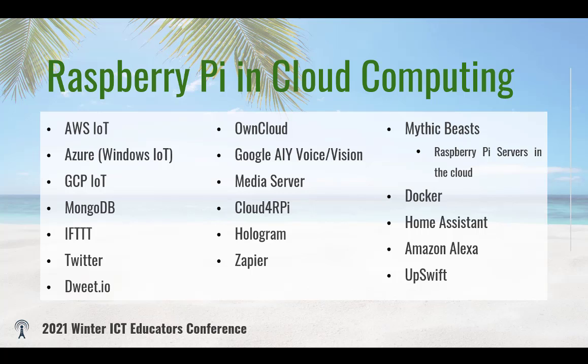When it comes to cloud computing, right, you've got the big three there in the top left corner: AWS, Azure, and GCP. Additionally, we use MongoDB, IFTTT, Twitter, and Dweet.io in my IoT class. I want to play with Docker in my server classes. I do some Alexa, Amazon Alexa, and Google AI as part of my Hackerspace student group, but those are also really cool things as well.